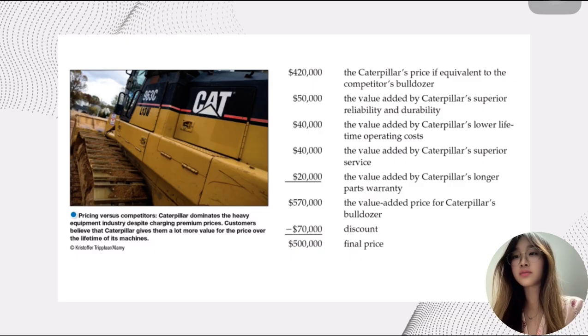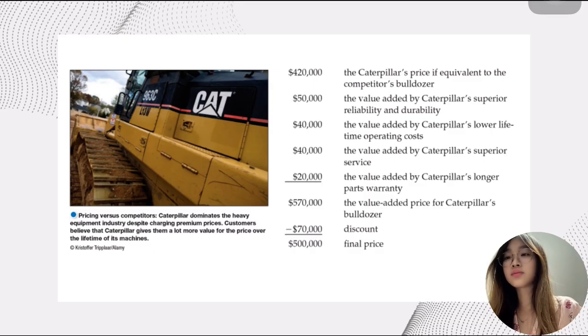$570,000 in value-added price, but they don't charge $570,000. They offer a $70,000 discount, making the final price $500,000. This is strategic brilliance. They anchor to competitors, justify their premium through tangible value, then soften it with a discount. Customers don't think it's $80,000 more expensive. They think this delivers $150,000 in additional value, so I'm getting a great deal.